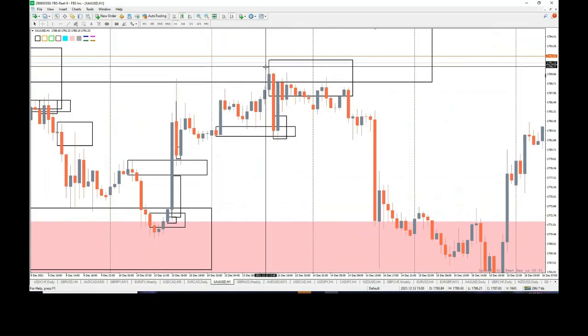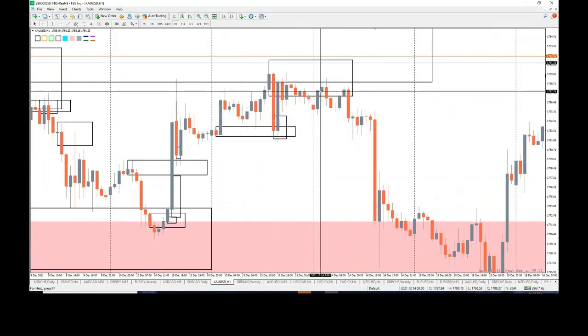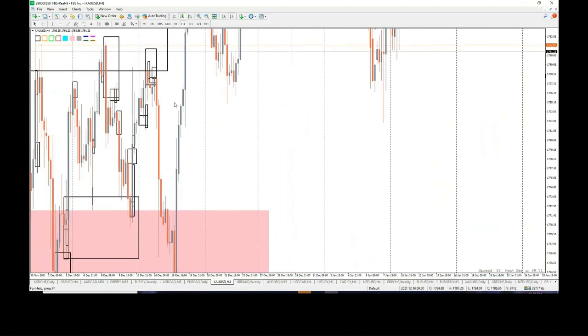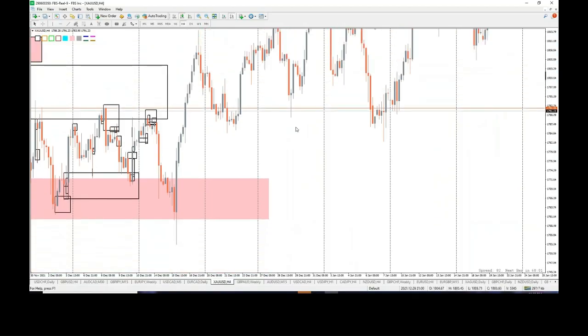So this is the H1 zone. When price goes inside here, you can wait for M30 or lower for a sell. This is your first entry. This is your second entry. Third entry. So this is the H4 setup. What you have to do is sell until the next H4 zone.